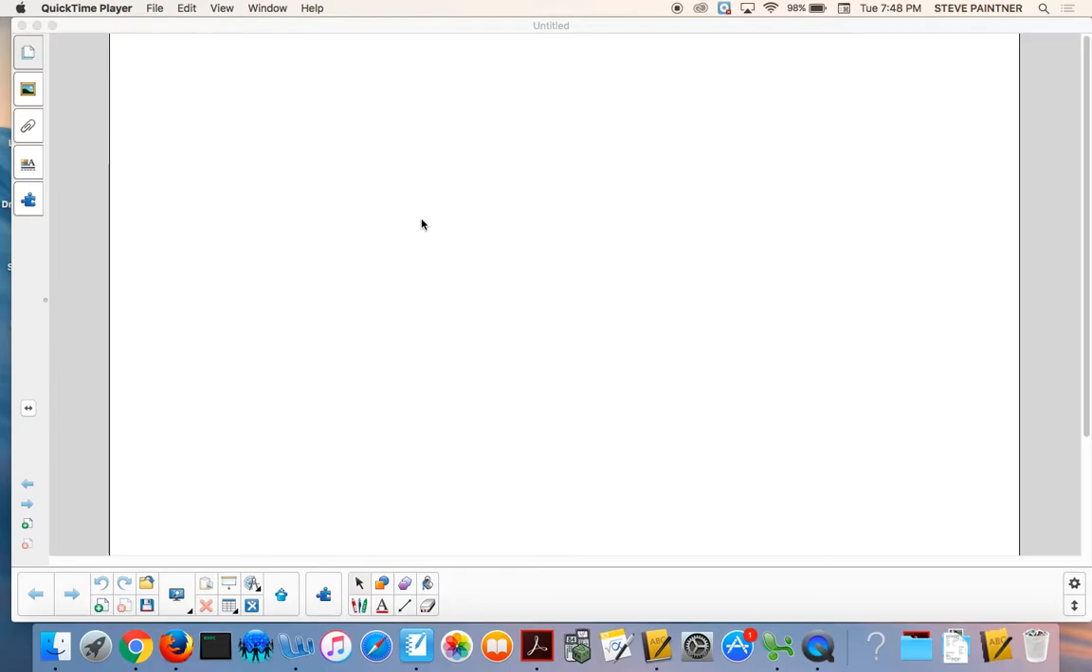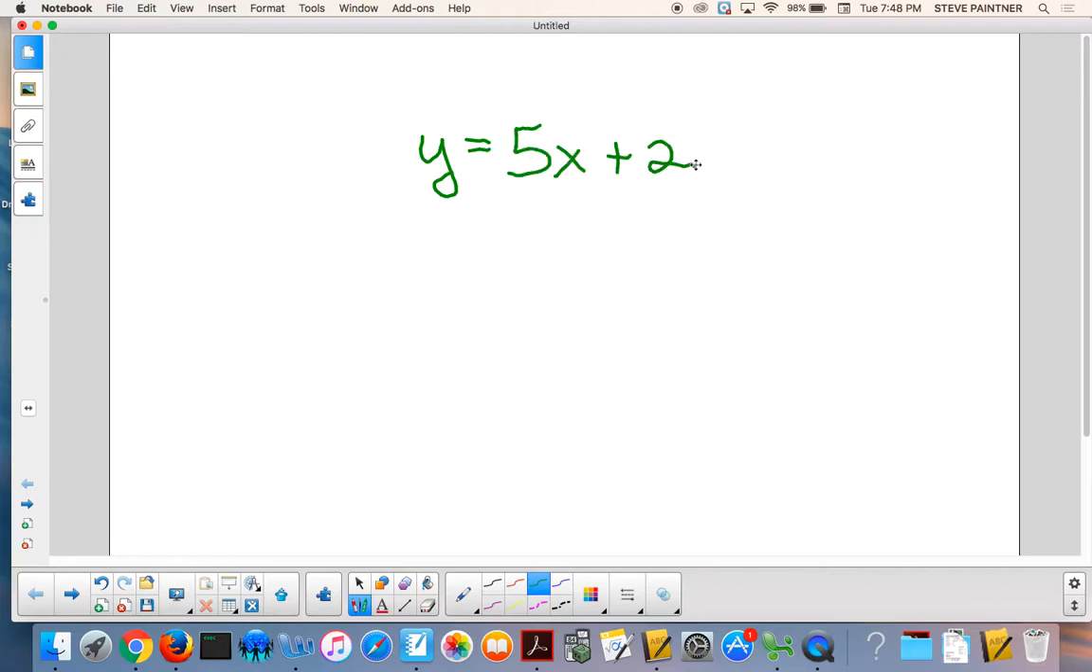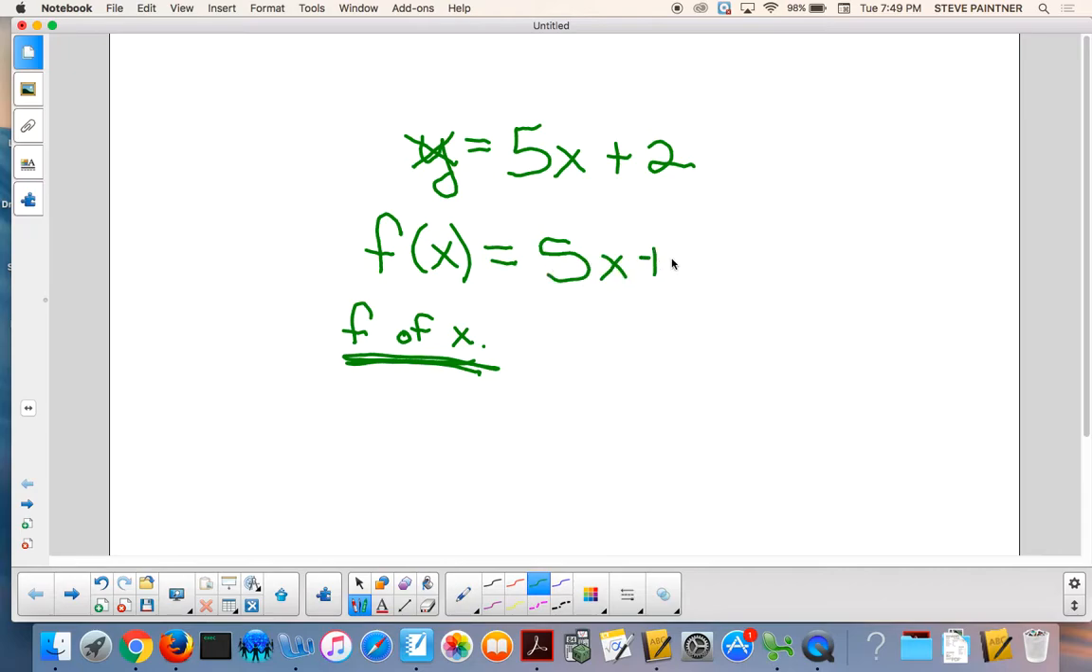Okay, here I go. We talk a lot about in Algebra 1 how if you had some kind of equation like this, that this equation was replaced with function notation. So back in Algebra 1, they took y, crossed it out, and put this instead: f of x. That's how you read it, f of x. And then they just said equals 5x plus 2. And this is function notation, and what it means is this.